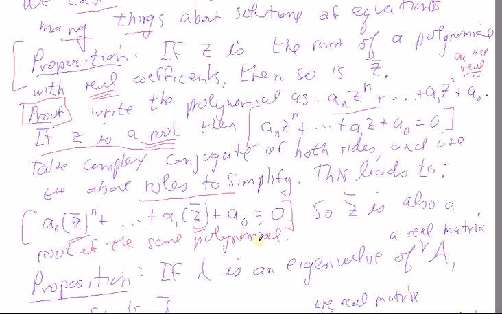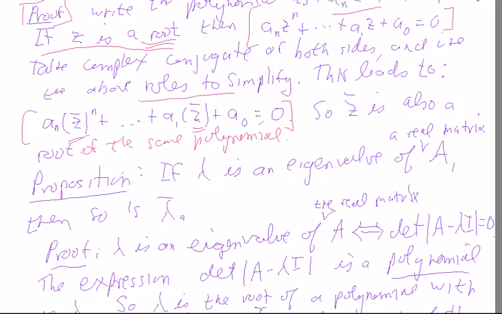Polynomials have real roots and complex roots. The real roots are not paired, but anytime you have a complex root of a polynomial, there's another complex root, which is this complex conjugate. Okay, so let's use this to prove some facts about eigenvalues.